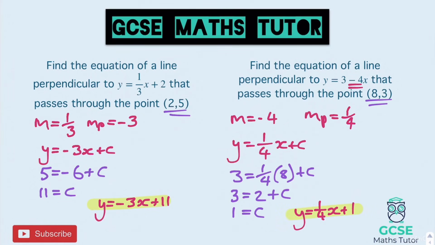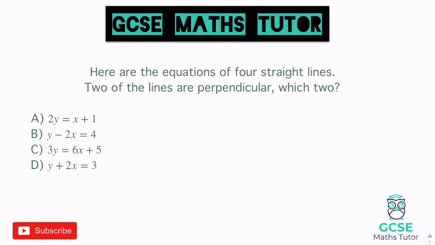Right, let's have a look at something else. Okay, so what we're going to have a look at is some equations of lines where it isn't in the form y equals mx plus c. So whenever we're looking at lines, we need it to be in this form here. Now it can be written in other forms, we can use them perfectly fine, but in order to compare them and in order to find out the gradient, it needs to be in this form here. So looking at this question, it says, here are the equations of 4 straight lines. 2 of the lines are perpendicular, which 2?